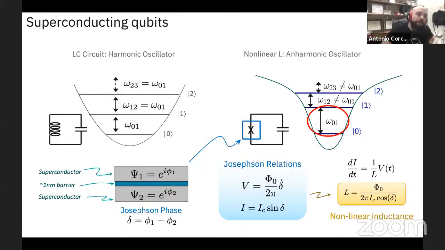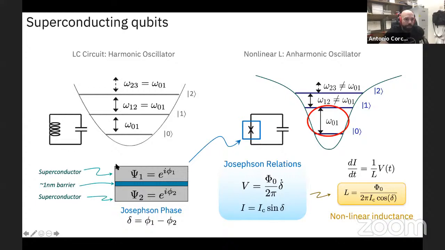we have here on the left an LC circuit, which is essentially a harmonic oscillator. And this oscillator will have equally spaced energy levels. That is impractical for operating it as a qubit, because now you don't have two isolated levels that you can address. So we have to come up with some variation of this LC circuit, with a capacitor and an inductor, obviously.